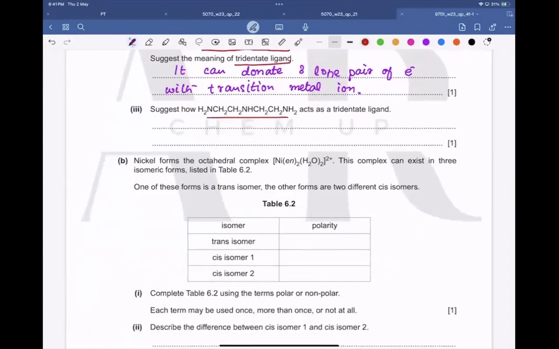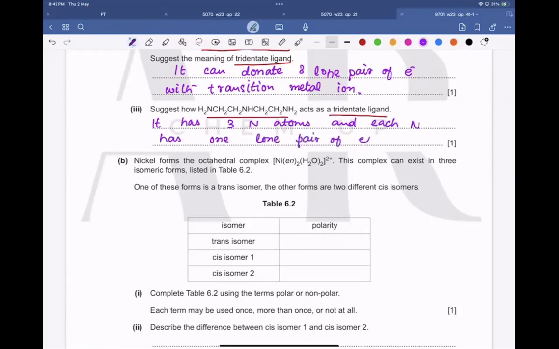Suggest how it acts as a tridentate ligand. So it has three nitrogen atoms and each nitrogen has one lone pair of electrons.